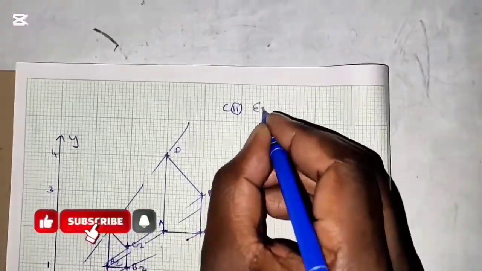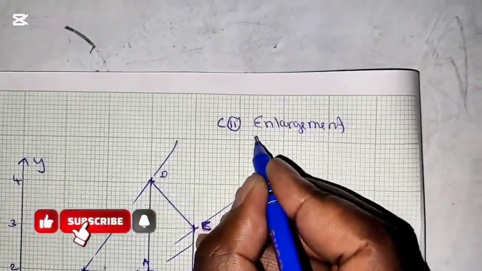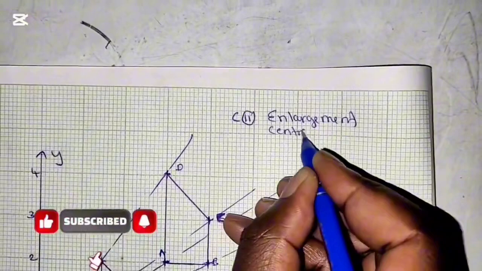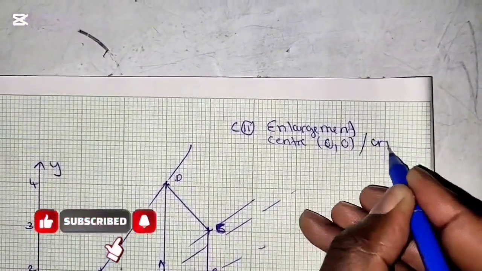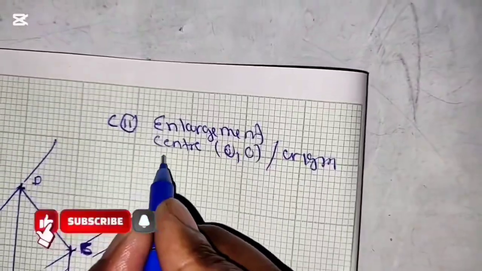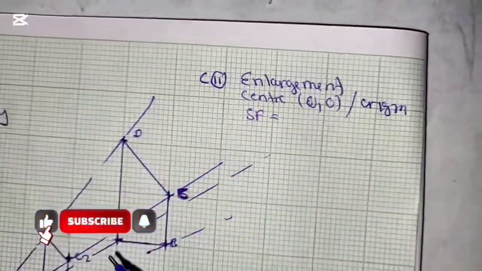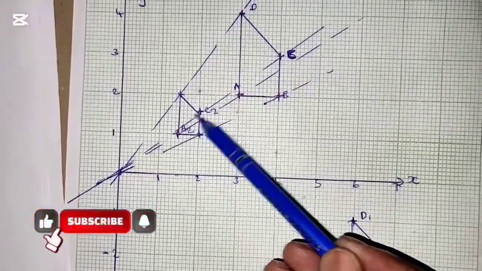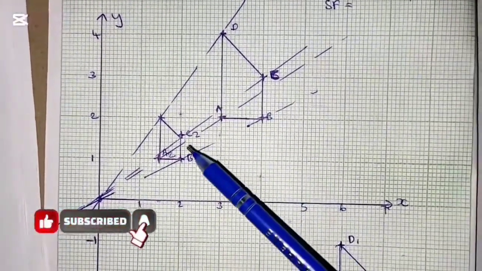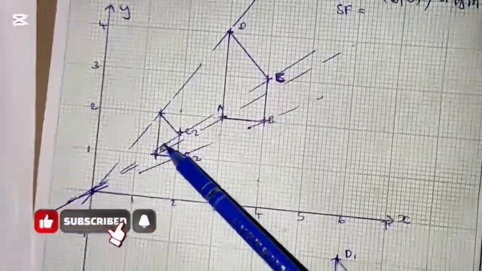So I'm going to write enlargement. Then center of enlargement is 0, 0. You can say origin. Then scale factor is image over pre-image, right? So this one is our image, this one is our pre-image. So ABC was mapped onto A2, B2, C2.